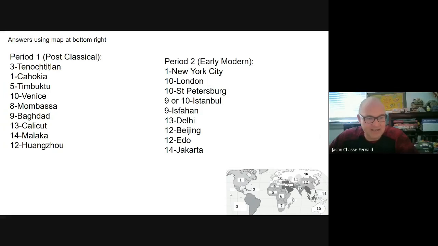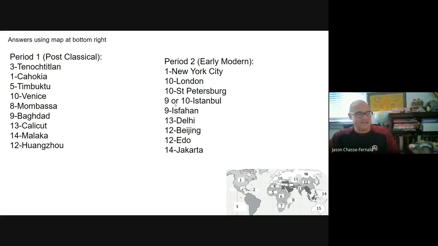So Tenochtitlan, right here in central Mexico. So that's number 3. All right, that's where modern day Mexico City is. So if there's anything for the summer test that you might actually need to study, there's probably half a dozen cities on here that you might need to learn, or spend a little bit of time on. All right, so Edo is Tokyo today, right, so that's going to be East Asia. That's going to be number 12.